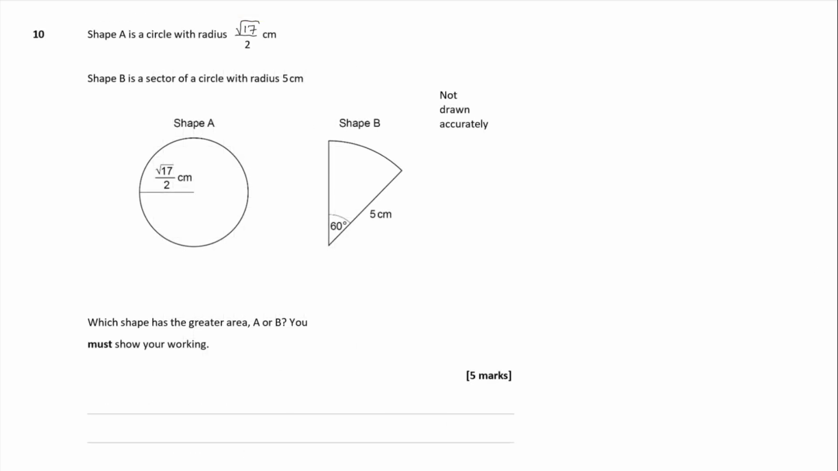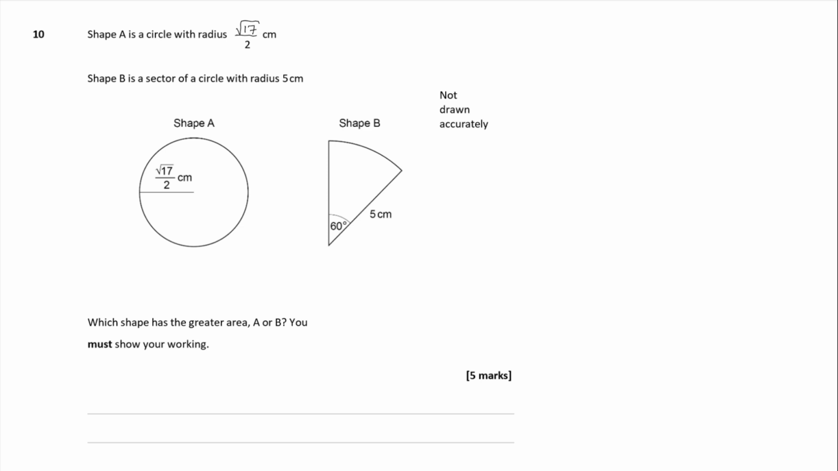Question 10. Shape A is a circle with radius root 17 over 2 centimeters, and shape B is a sector of a circle with radius 5 centimeters. Which shape has the greater area? Is it A or B? You must show your working. Okay.